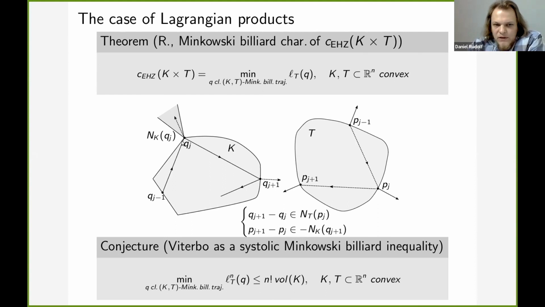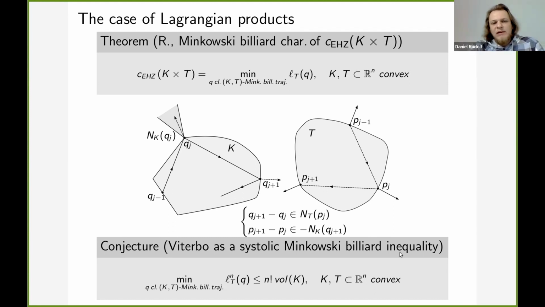So for example, if we have here a vector in the normal cone, this vector gives me the direction of the dual billiard trajectory over here, and this vector over here gives me this direction, and so on and so on. So, based on this Minkowski billiard characterization of the Euclidean capacity of these Lagrangian products, one immediately gets that Viterbo's conjecture can also be expressed as a systolic Minkowski billiard inequality, where one tries to bound the minimal length of Minkowski billiard trajectories in terms of the volume of the billiard table.